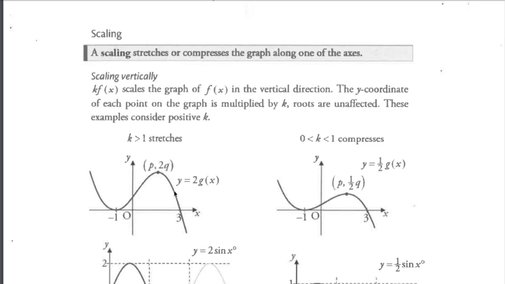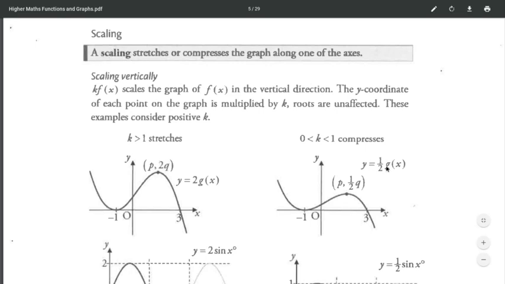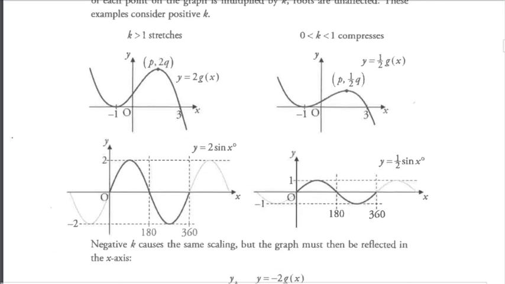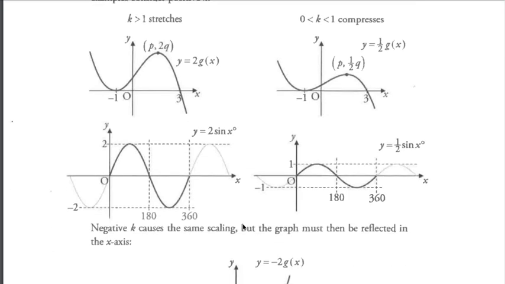So remember, this graph had a maximum turning point of (p, q). And if we look at the graph of 2g(x), it's going to be twice as high, stretched by a factor of 2 vertically. Rather than a height of q, it's going to be a height of 2q, which is double what it originally was. If we're looking at y = ½g(x), it's going to be half as high. So rather than a height of q, the maximum turning point is now at a height of ½q. We have met this before at National 5.